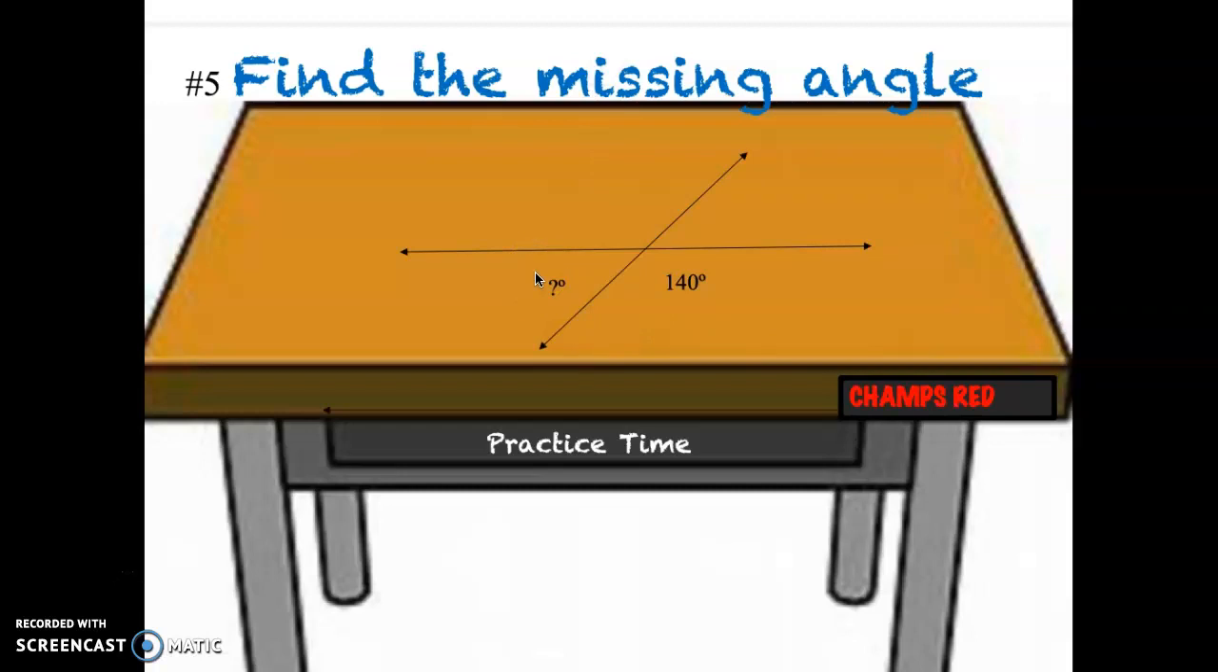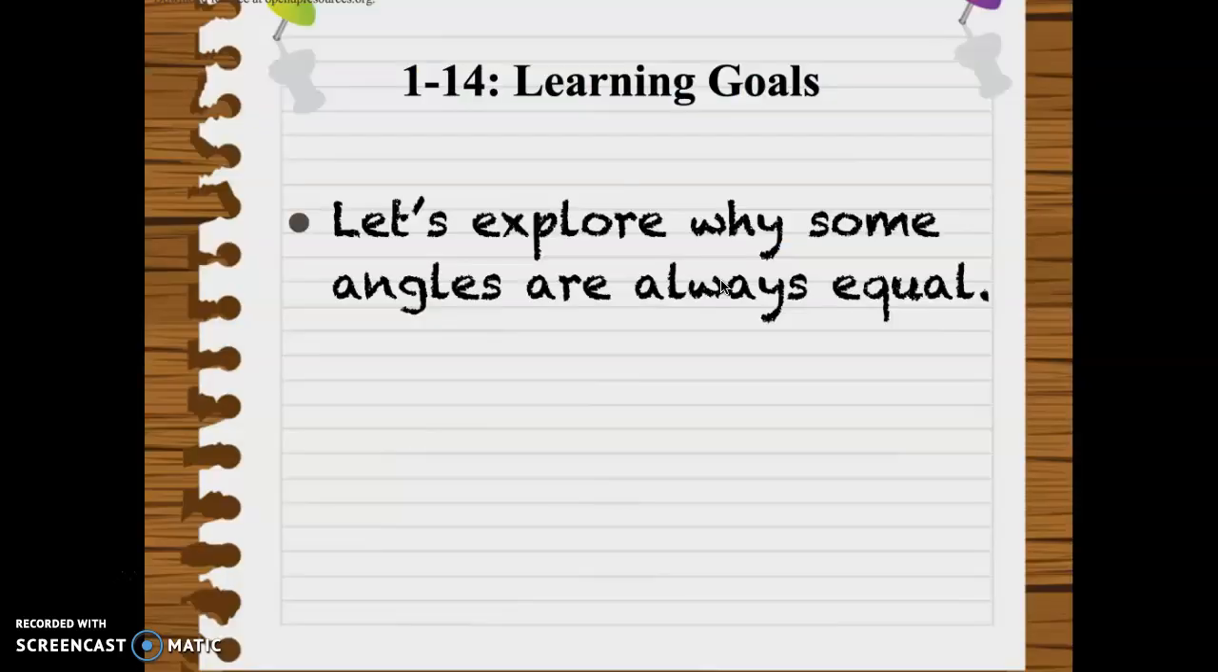Okay, this one again, straight line. So we're talking about supplementary angles. What do they add up to? If you said 180, you are correct. 180 minus 140 will give you 40. That's the missing angle.